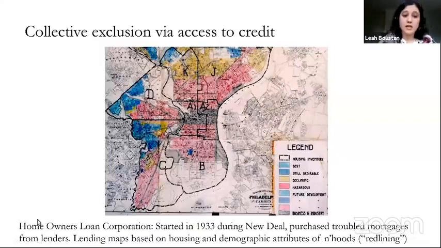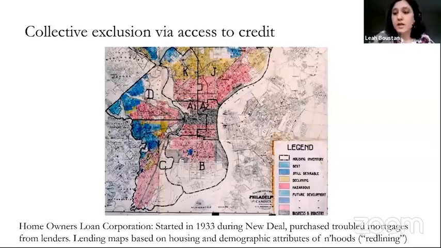That paper is focused on the Homeowners Loan Corporation, HOLC. This was an institution that was established in 1933 as part of the New Deal in the depths of the Depression, when many households were at risk of foreclosure on their mortgage. And so the HOLC formed to purchase troubled mortgages from private lenders, and this was a government entity.